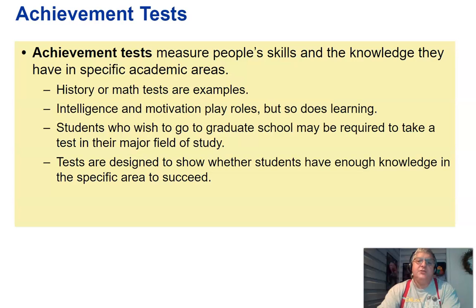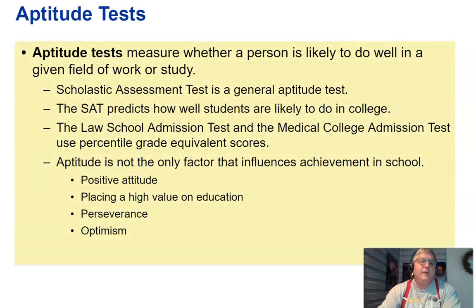Achievement tests measure people's skills and the knowledge that they have in specific academic areas. History or math tests are examples of achievement tests. Intelligence and motivation play roles, but so does learning. Students who wish to go to graduate school may be required to take a test in the major field of study. Tests are designed to show whether students have enough knowledge in the specific area to succeed.